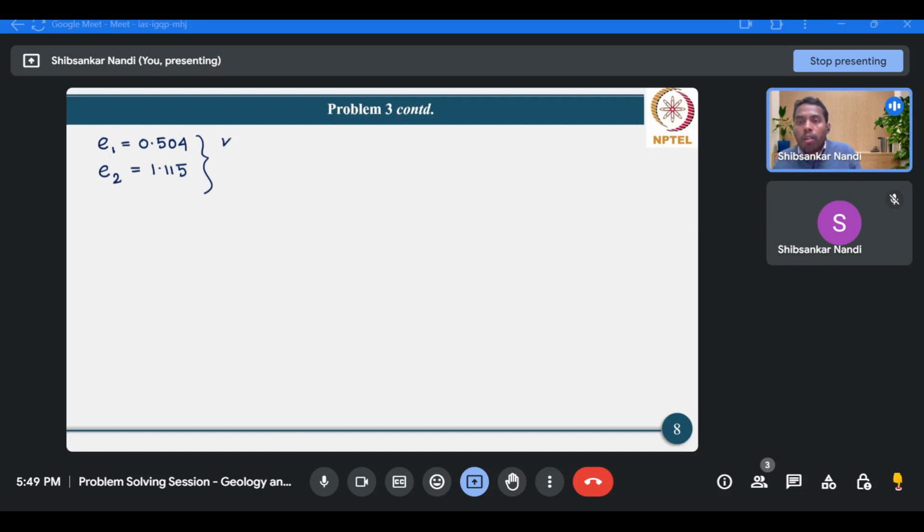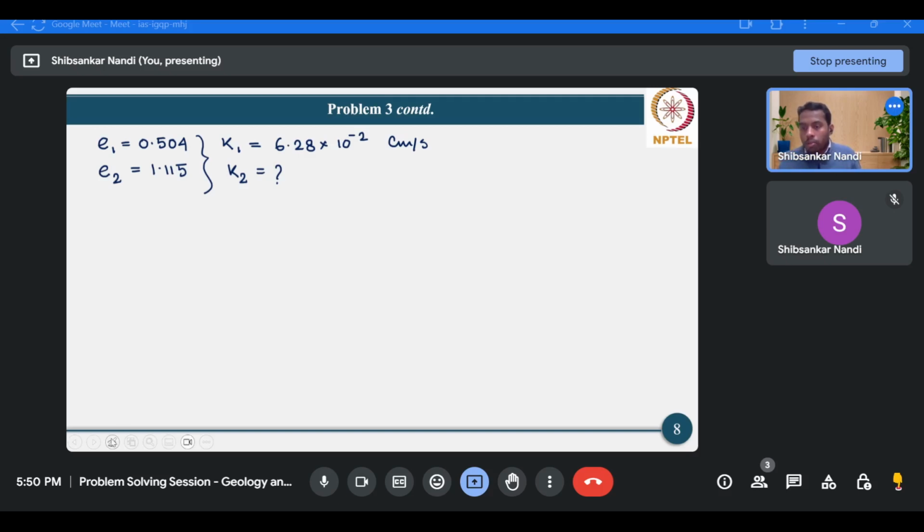Okay. So then what we need to do is calculate the hydraulic conductivity for sample 2, because we know the hydraulic conductivity of sample 1. K1 is 6.28 into 10 to the power minus 2 centimeter per second. We need to figure out the value of K2. So what should we do for the calculation of K2, where E1, E2 and K1 are known to us? We can utilize one empirical relationship given by Taylor.